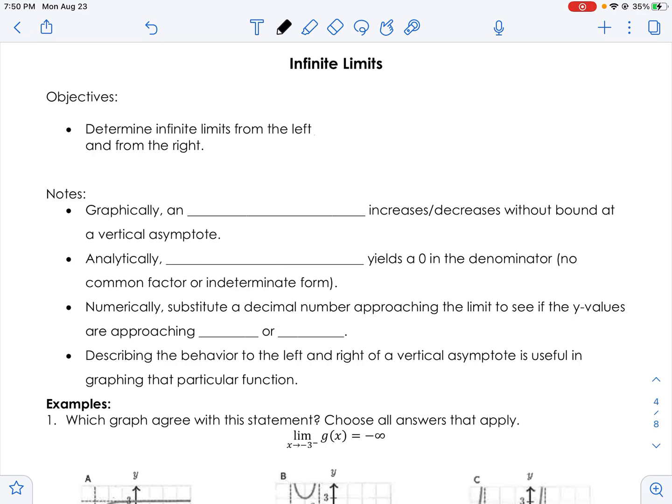So we're going to talk about infinite limits. Our objective today is to determine infinite limits from the left and from the right. Graphically, an infinite limit is going to increase or decrease without bound at a vertical asymptote. Okay, so the first blank is infinite limit.